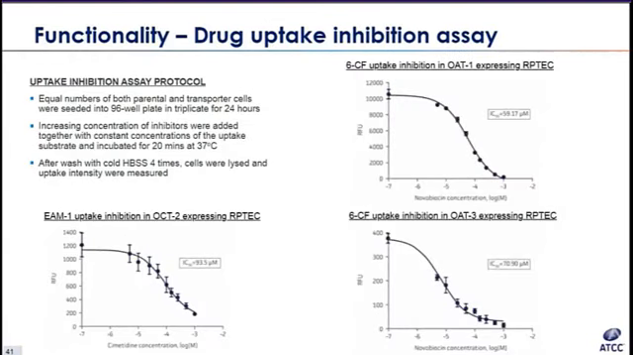Next, we wanted to show that transport was specific, so a similar experiment was set up, but this time the uptake substrate concentration was constant, and we added increasing concentrations of a known anion transporter inhibitor, novobiocin, to the OAT cultures, and a known cation transport inhibitor, cetamidine, to the OCT cultures. As you can see, in all cases, a dose-dependent inhibition of uptake was observed.